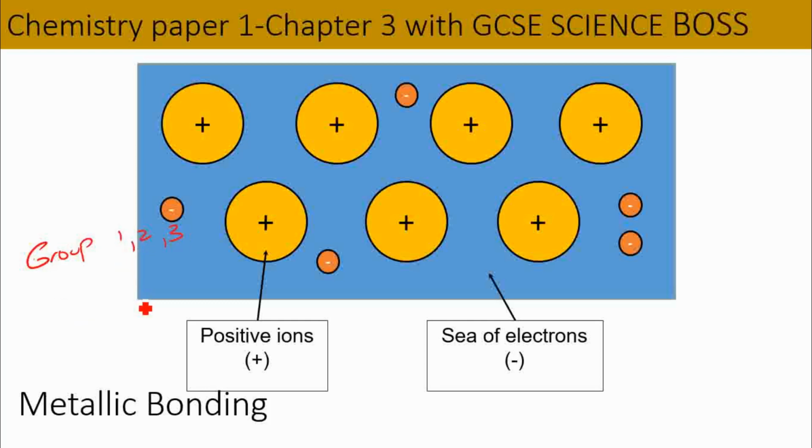Which means that they have 1, 2, 3 electrons on their outer shell. Now, in order for them to be stable, they just need to lose their electrons. Okay, so these are the electrons lost. Now, these electrons which are lost, they're free to move throughout the structure. So this is what metallic bonding looks like at the microscopic level.